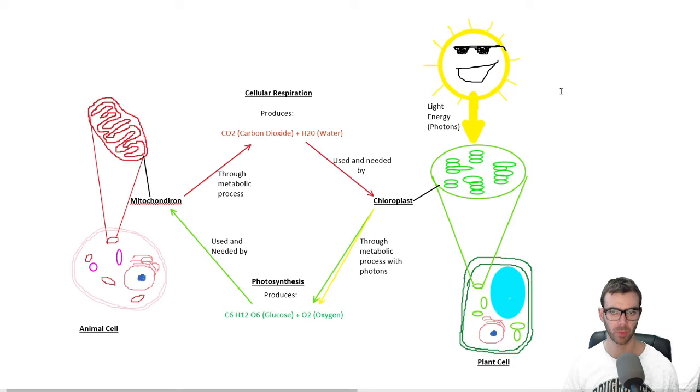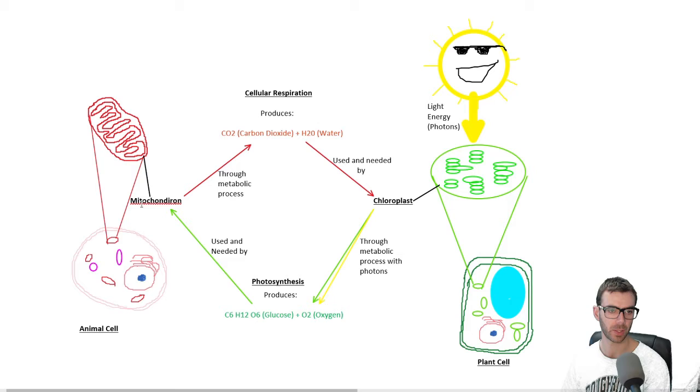As you can see here, with my very professionally made drawing, light energy, which comes from the sun, in the form of photons, hits the plant cell. Within the plant cell are chloroplasts. Within the chloroplasts are thylakoids stacked on top of each other, and that's what performs the action of photosynthesis, which is the plant cell's metabolic process to produce glucose and oxygen.